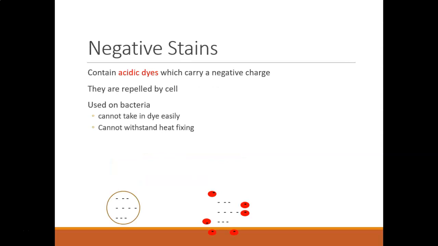If we were to use a negative dye, so a dye that was negatively charged, then the dye would actually be repelled from the cell because the cell wall is negatively charged. And so acidic dyes are dyes that carry a negative charge. When we do a simple stain technique, we typically use a basic dye, which is positively charged. But if we're doing a negative stain, then we use an acidic dye, which is negatively charged. The two negative charges are repelled from each other, and so we end up having a stained background and clear cells.